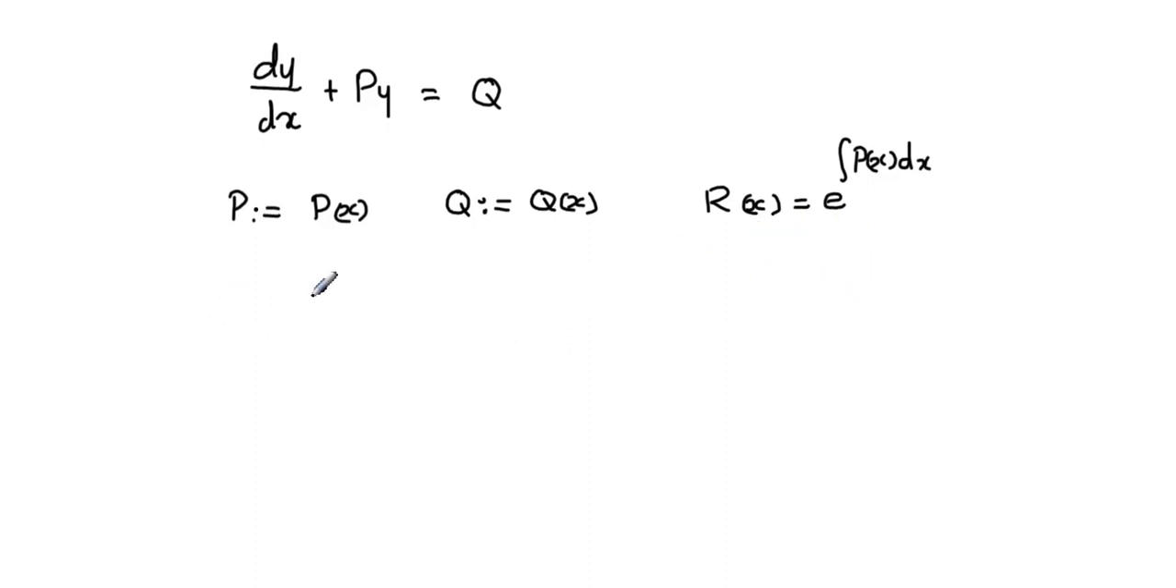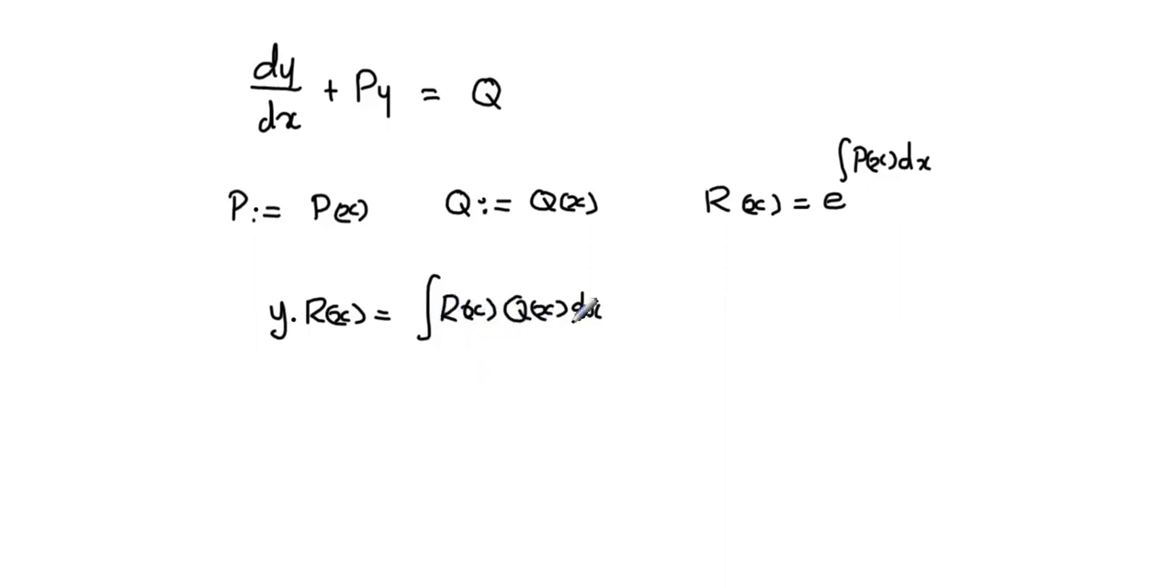And then we arrived at the conclusion that the solution to this differential equation will be given by y multiplied by r of x equals the integral of r of x multiplied by q of x. What you see here is that you'll end up integrating a product of two functions, which suggests that your techniques of integration by parts will have to be at your fingertips, otherwise you're not going to win this case here.